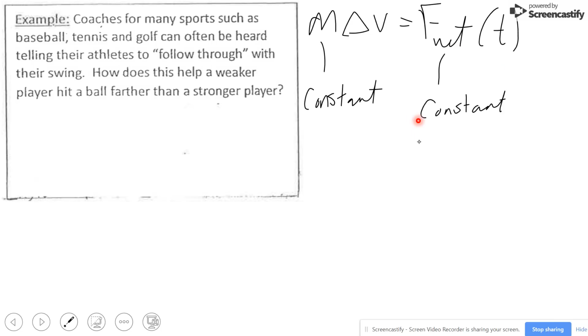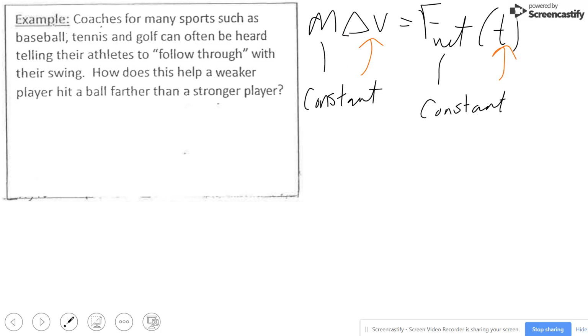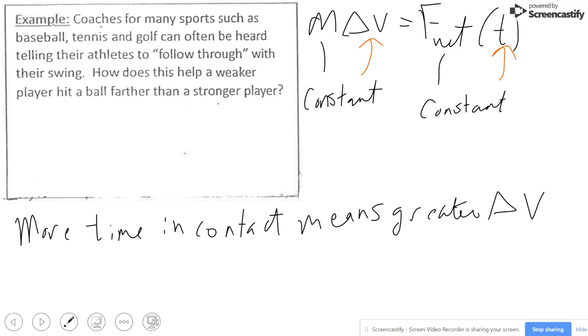So it's going to be the same force with the same mass because the ball shouldn't change its mass as you're playing. So what this is going to do is if you're following through, you're going to have more time with the ball. So your time is going to increase, thus causing our change in velocity to increase. So the more time in contact with the ball, or any object, means a greater change in velocity.